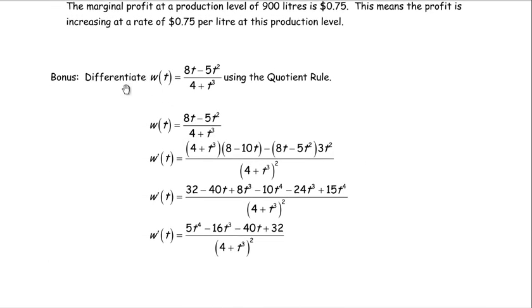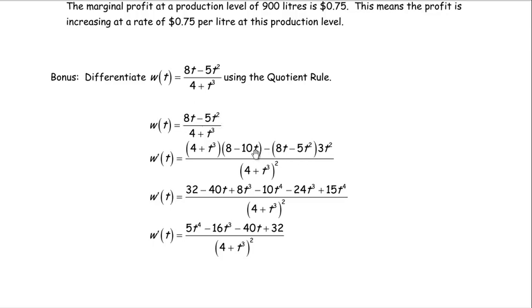And one more question here. This is the bonus. We're asked to differentiate this quotient. So W(t) is 8t minus 5t squared over 4 plus t cubed using the quotient rule. And so quotient rule, so here's my function, starts with the denominator, so the 4 plus t cubed, times the derivative of the numerator. So derivative of 8t would be 8. Derivative of negative 5t squared would be negative 10t.